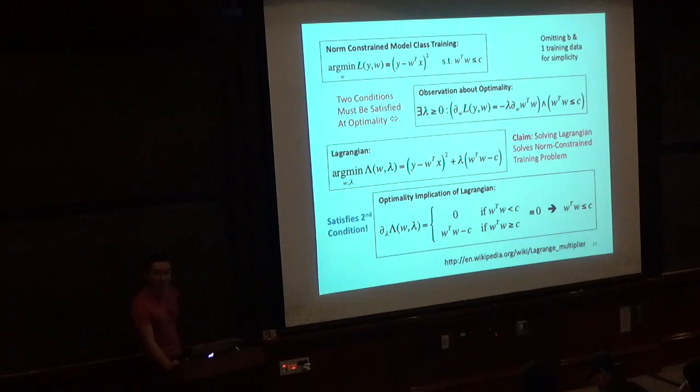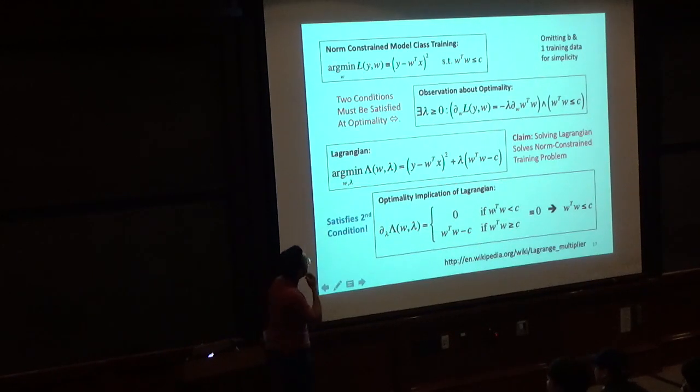Yes? Could you explain again why the gradient with respect to lambda was 0 when the norm was less than c? Yeah, so it's a little bit hard to see from the equation, but lambda is constrained to be non-negative. Then, let's see, what's the best way to explain this?